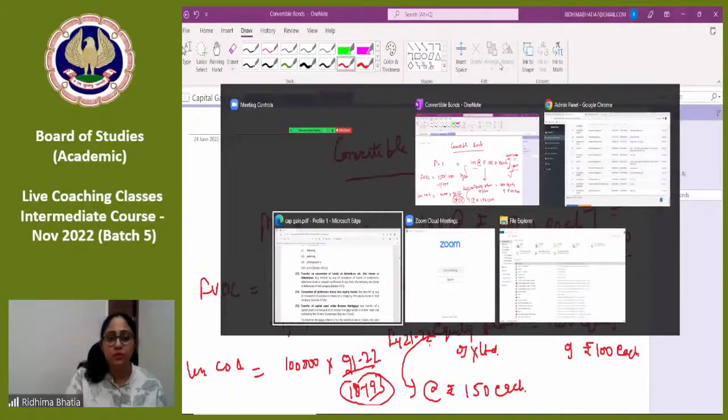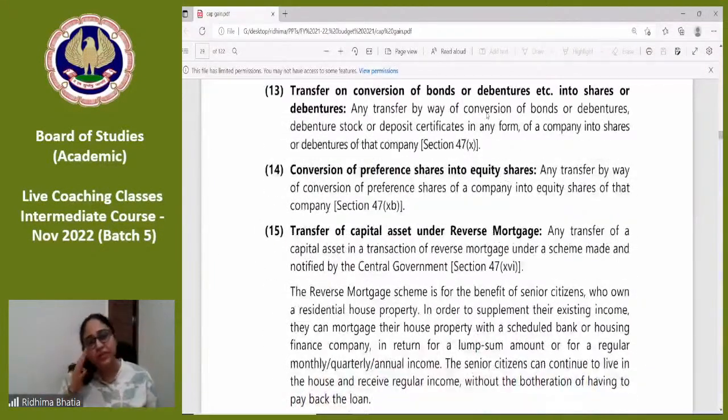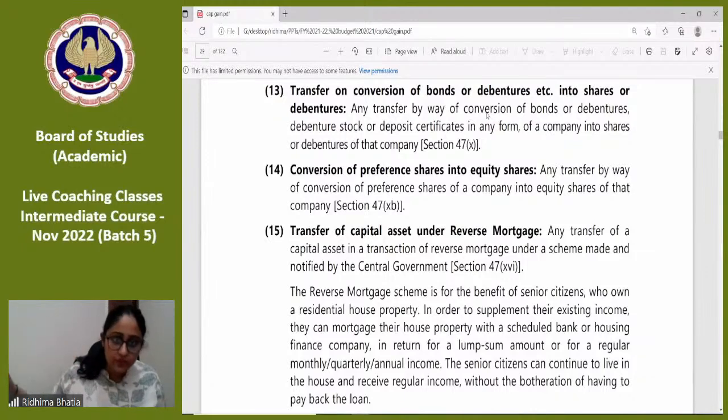Then now, just like convertible bonds, your preference shares are converted into equity shares. Same thing will happen. Preference shares जब जा रहे हैं and equity shares जब आ रहे हैं, that is not a taxable transfer. That conversion is not a taxable transfer. But when you actually sell that equity shares, you have to take the period of holding from preference shares, the cost of acquisition of preference shares.